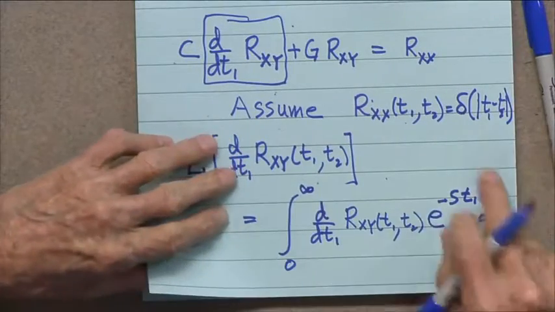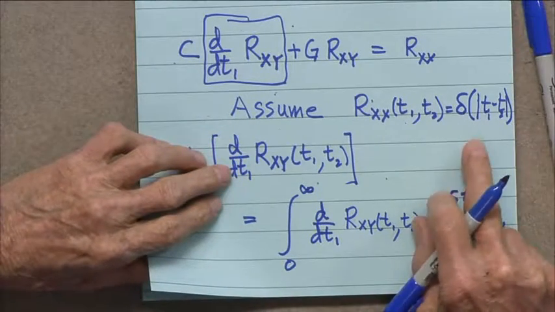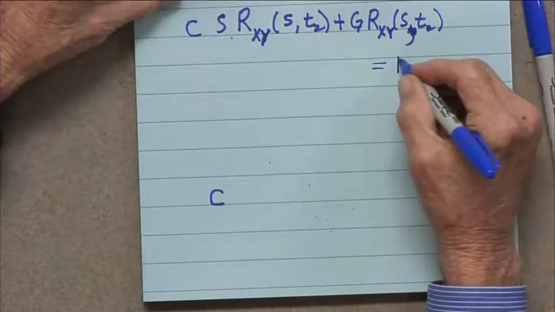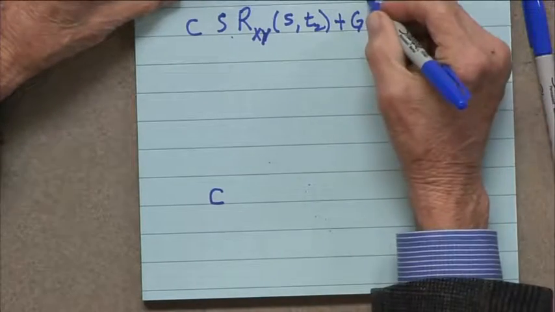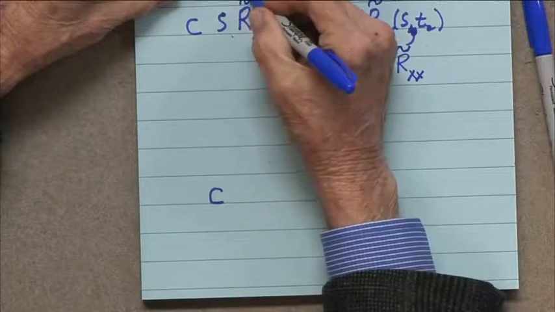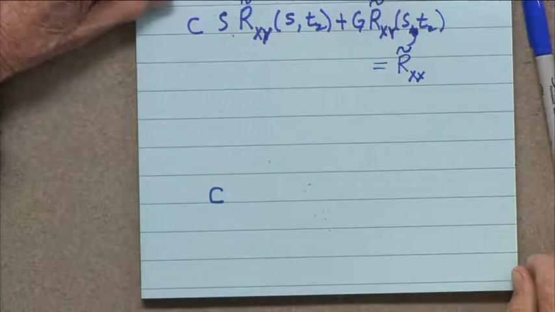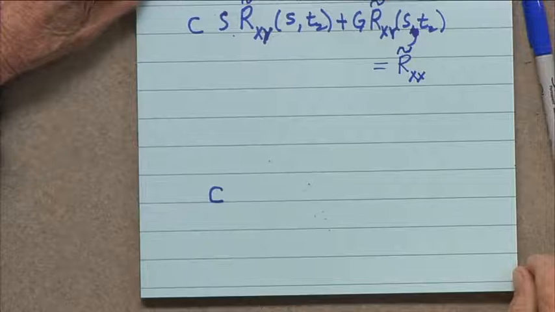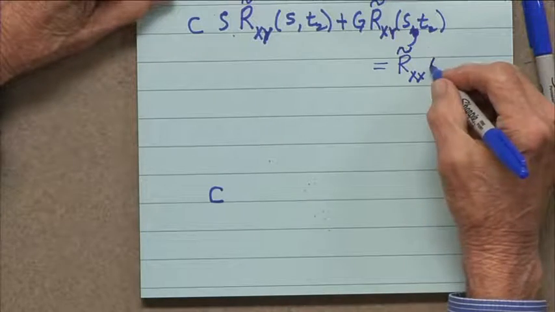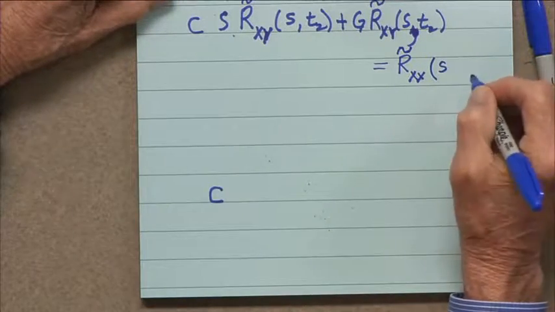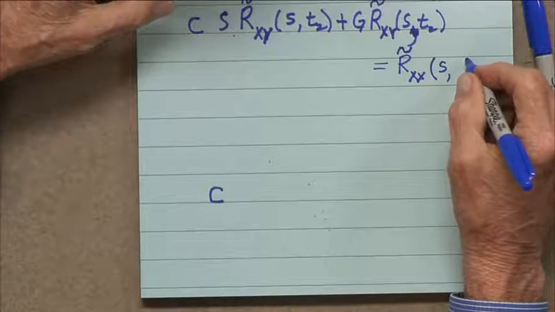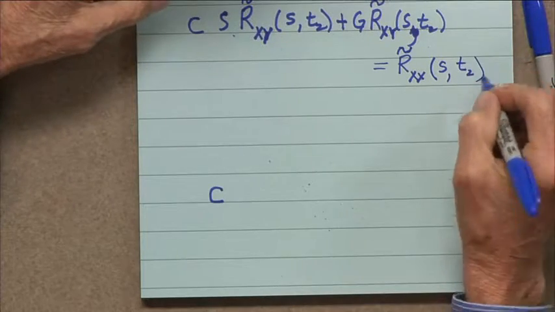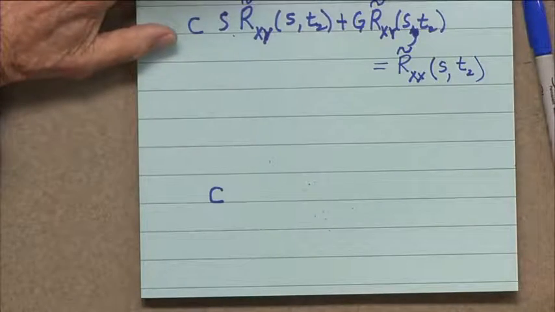Yeah, here we had an impulse. So that would be equal to R_XX curly bar, curly bar, this would be S T2. ST2.